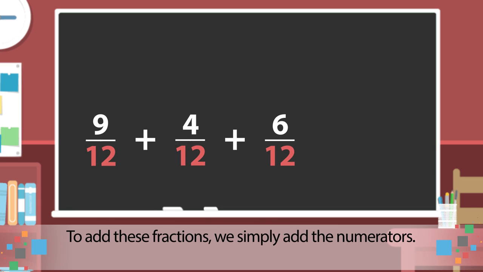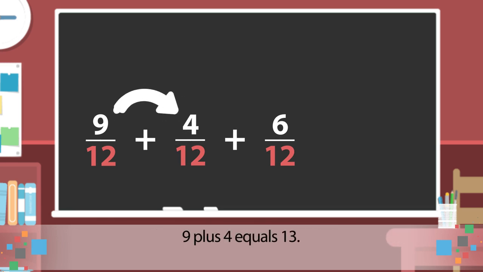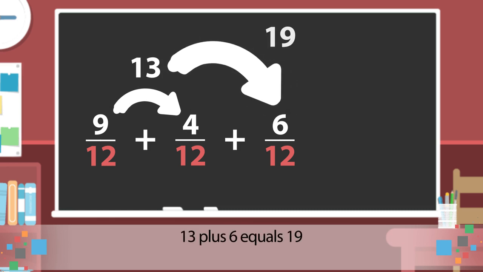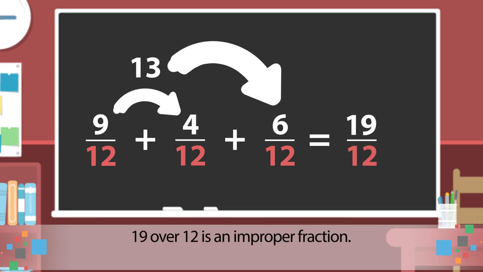To add these fractions, we simply add the numerators. 9 plus 4 equals 13. 13 plus 6 equals 19. The denominator stays at 12. 19 over 12 is an improper fraction.